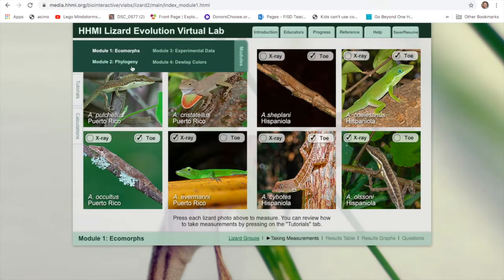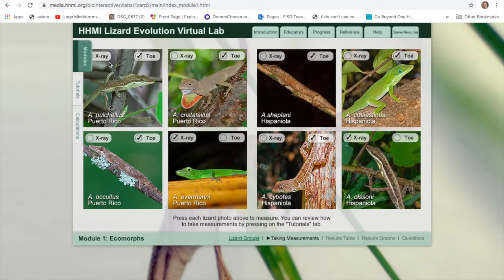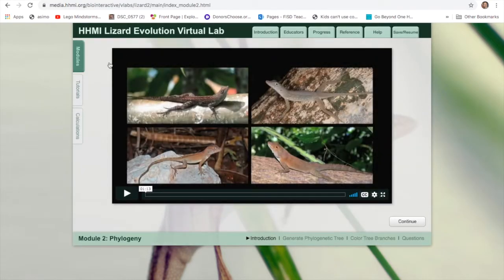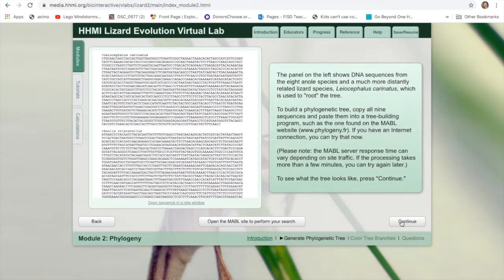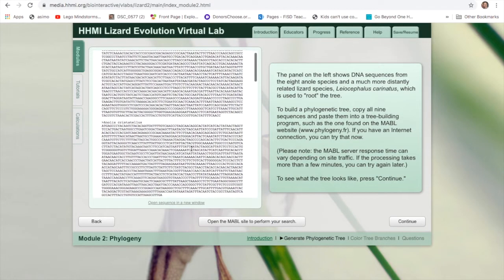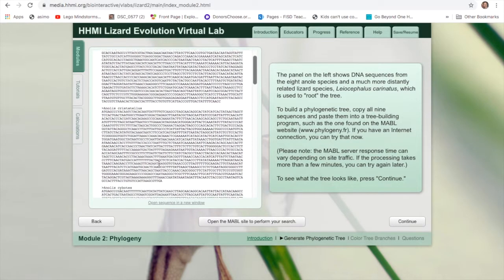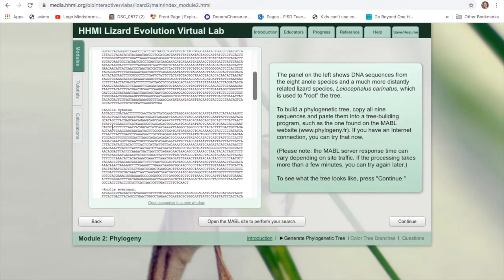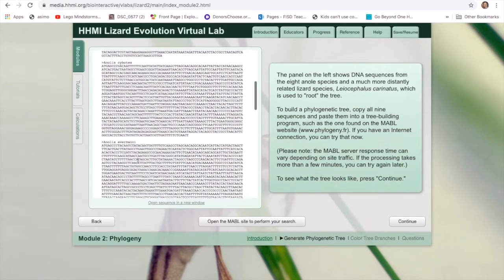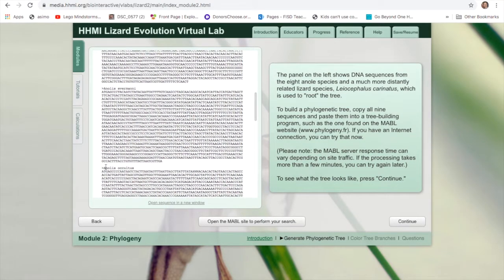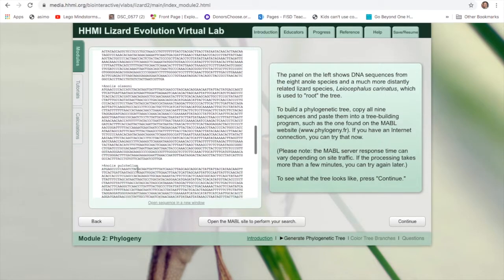We're going to go today to Module 2, Phylogeny. Phylogeny is the relatedness of different species. There is a tutorial video here. What we're going to be looking at are DNA sequences. You may recognize these names of the different species of anole. This is one of those trunk ground anoles. This is one of those canopy lizards, lives up in the trees. This is one of the twig anoles that live on different islands.